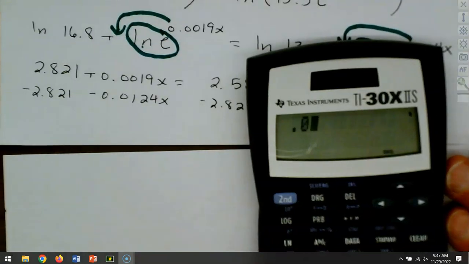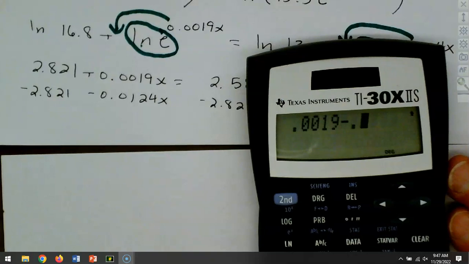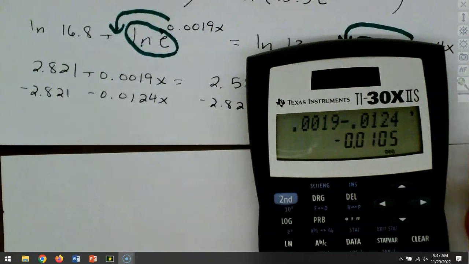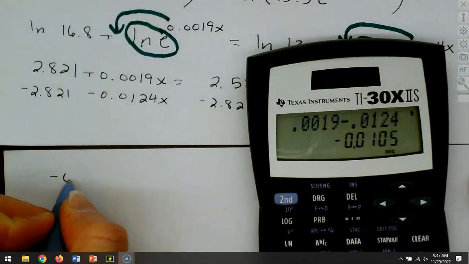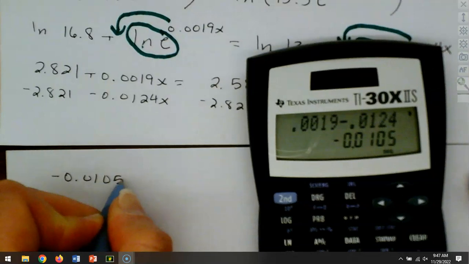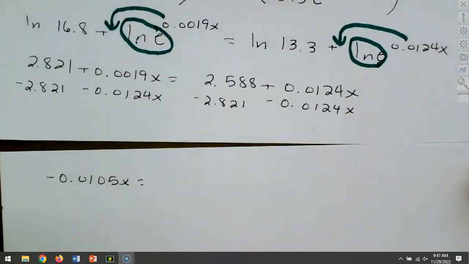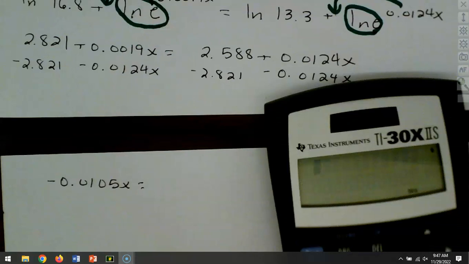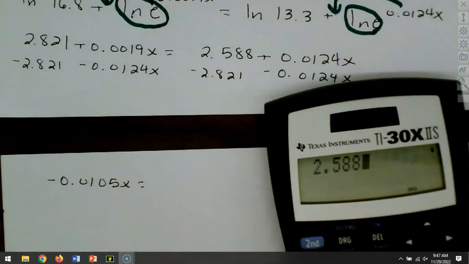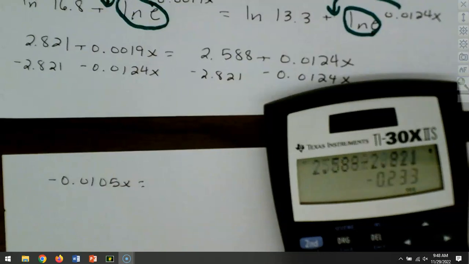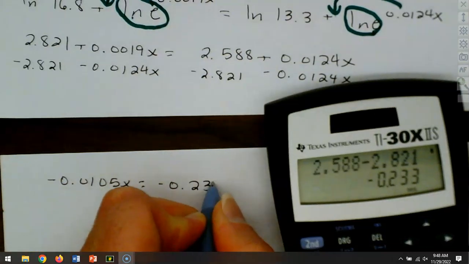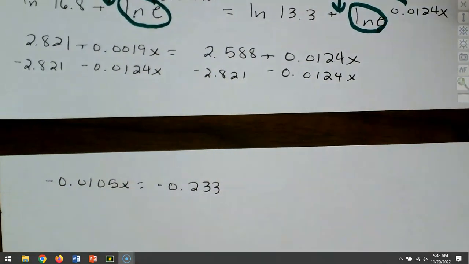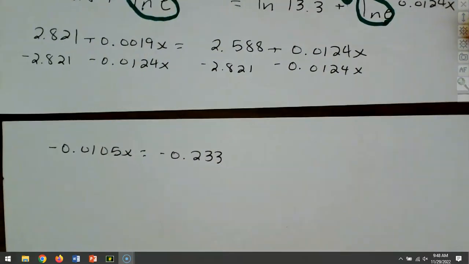We've got 0.0019 minus 0.0124. And so that gives you, on the left-hand side, a minus 0.0105x. On the right-hand side, put those together, and that's 2.588. We're going to take off that 2.821, and that gives you a minus 0.233.